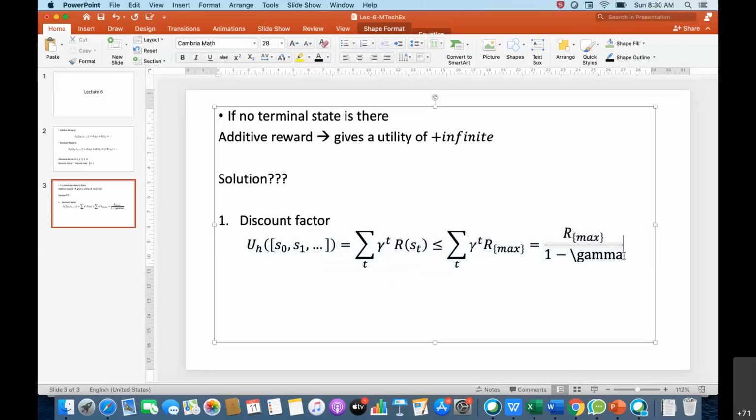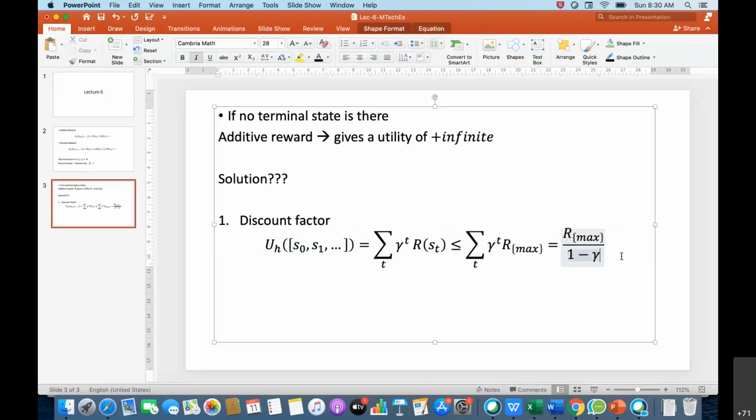So this is what we can conclude: even though there is no terminal state and the sequence is infinite, the utility of the sequence boils down to a finite number, that is R max divided by 1 minus gamma, if we use the discount factor. Okay, so is this much clear to you?